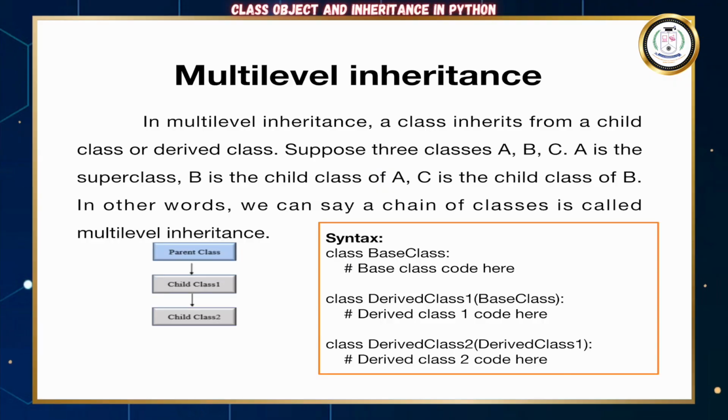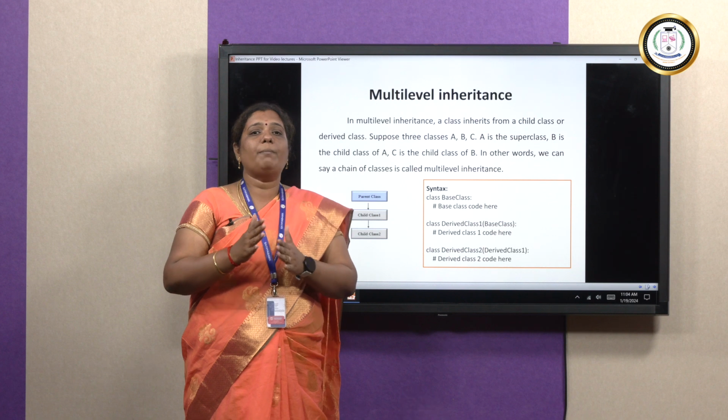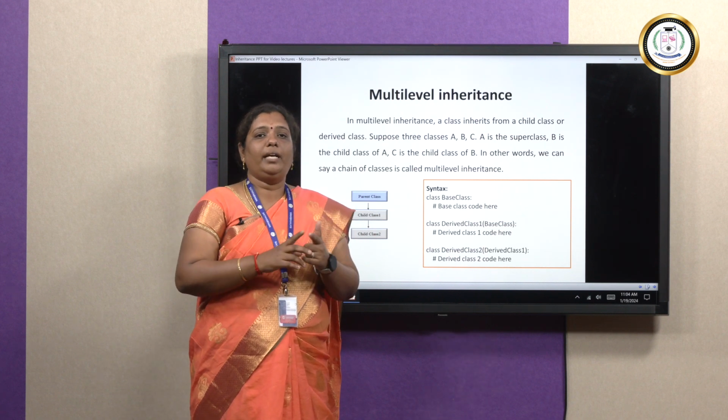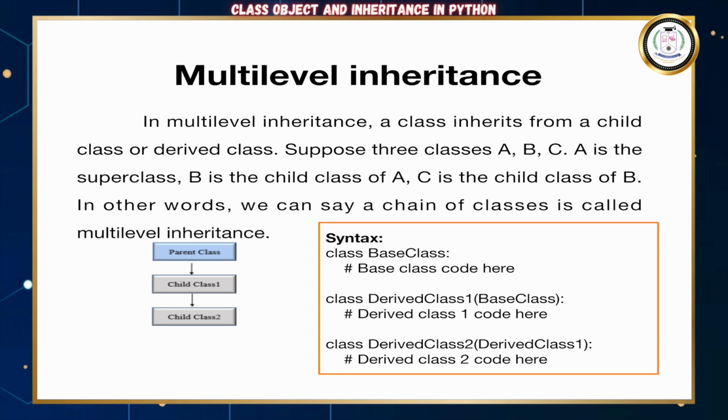Next one, multi-level inheritance. In multi-level inheritance, for example, we have 3 classes A, B and C. A is the parent of B and B is the parent of C. This chaining of the classes is called multi-level inheritance. For example, the parent class name is A, the child class 1 is B and child class 2 is C.